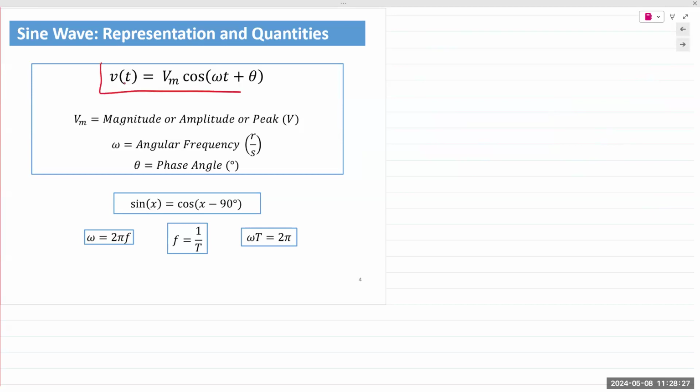So the form of the waveform is v of t equals Vm cos of omega t plus theta. We will look at each one of these quantities individually. This can describe either voltage, current, or power: v of t or i of t or even p of t. Mostly we'll look at voltage and current, v of t and i of t. The voltage value as a function of time is given by this expression.